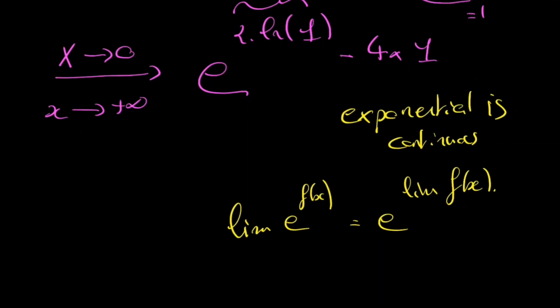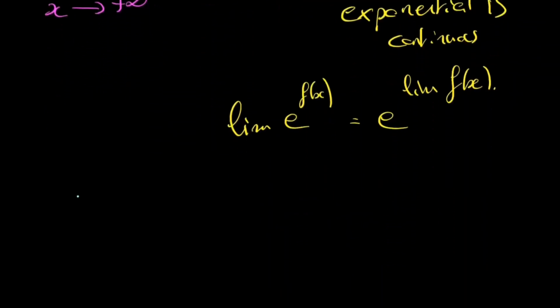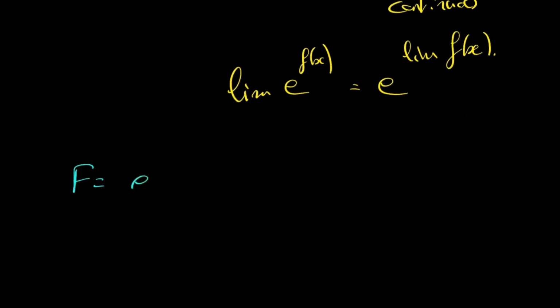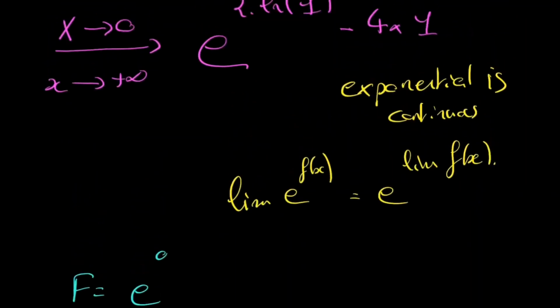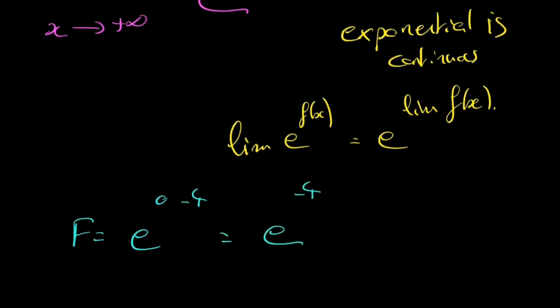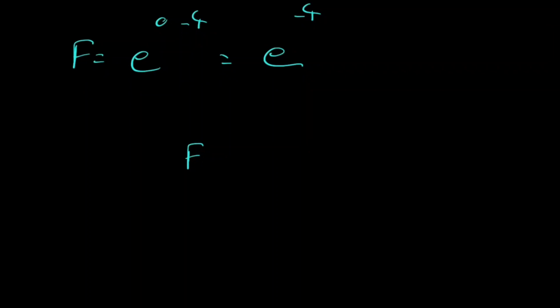So this is our case. And so the limit of f is equal to exponential of 2 times ln of 1, so 0. So exponential of 0 minus 4, which is equal to exponential of minus 4. And in conclusion, f is equal to 1 over exponential to the 4th power.